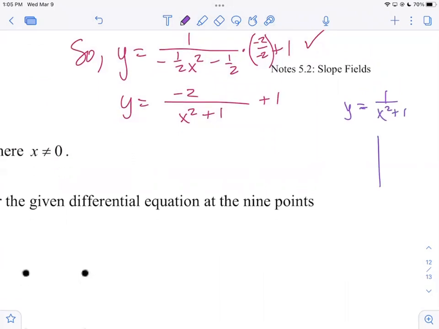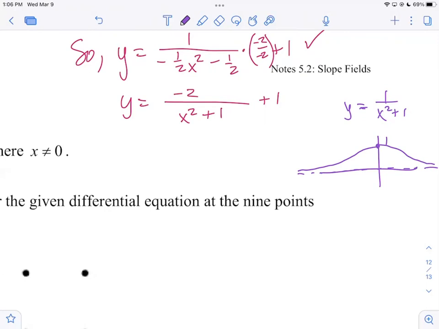Okay, and what does that graph look like? Well, it has a horizontal asymptote on the x-axis. It has y-axis symmetry. It's an even function, and it has a y-intercept of 1. So it looks like this and this. It kind of looks like the standard normal curve, all right?